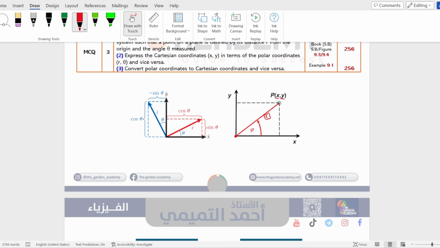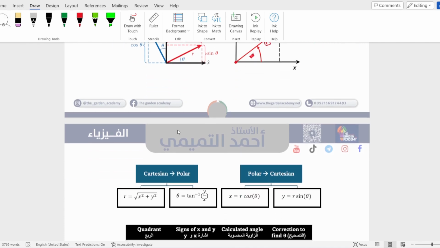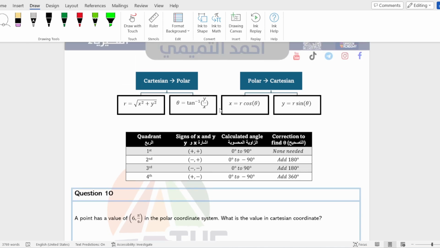Our goal is to see how we can find r and theta given the fact that we have x and y. Or if we have r and theta, how can we find x and y? So vice versa. Right. Now if we go down, أولاً هاي القواعد اللي احنا راح نستخدمها بأنه if we convert from Cartesian coordinate system to polar coordinate system, then r is equal to the square root of x squared plus y squared, and theta is equal to tan inverse y over x. Now if we want to convert from polar to Cartesian, then x is equal to r cosine theta and y is equal to r sine theta.